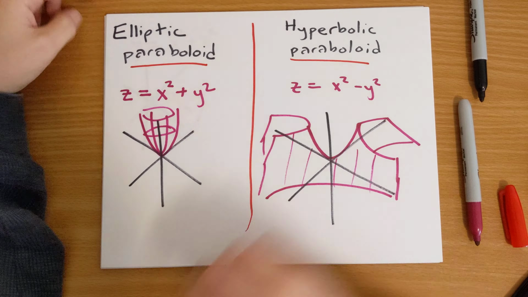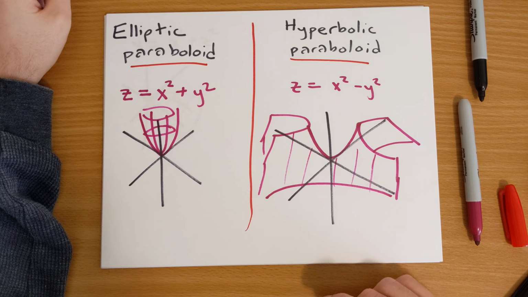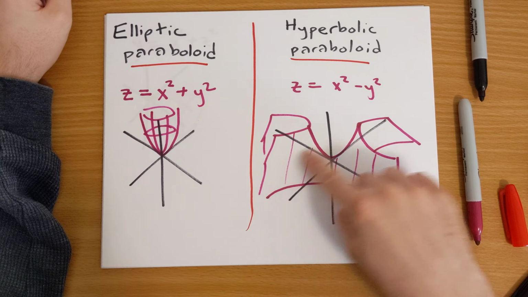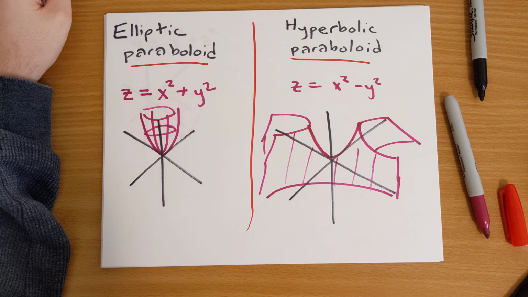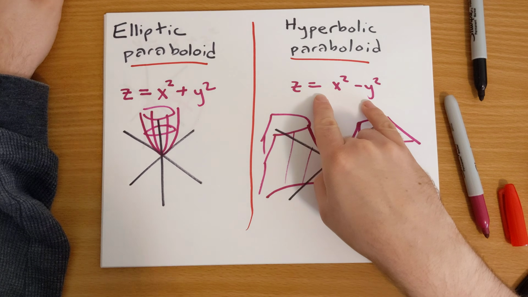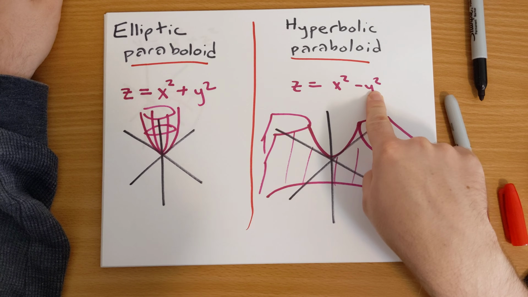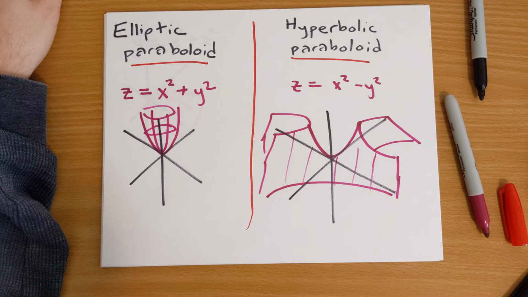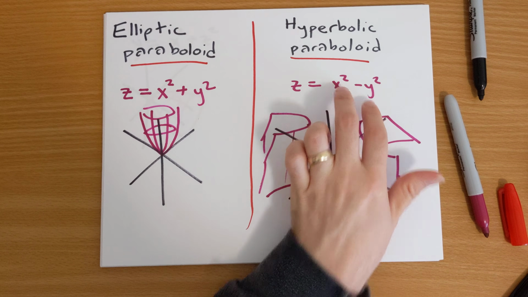And then finally, we have a hyperbolic paraboloid, probably the trickiest one to draw here. It looks kind of like a saddle, a horse's saddle, or as we talked about before, a Pringles potato chip. It's going to be z is equal to x squared minus y squared, or something like that. So there's one plus sign and one minus sign here.